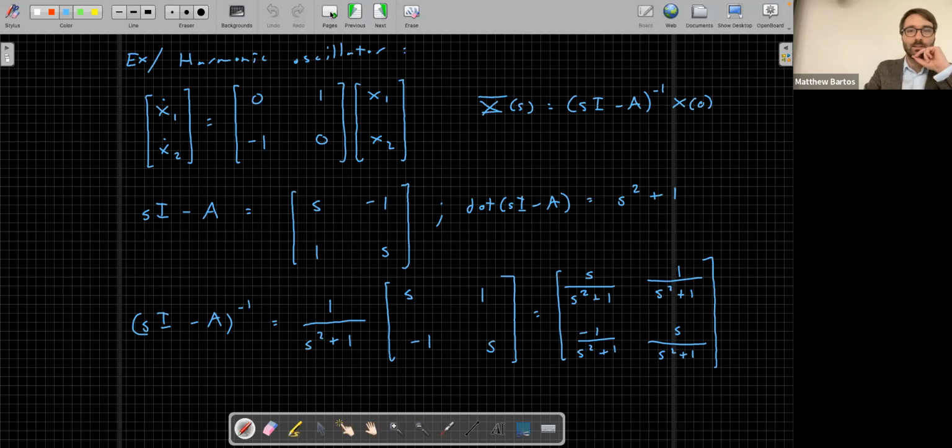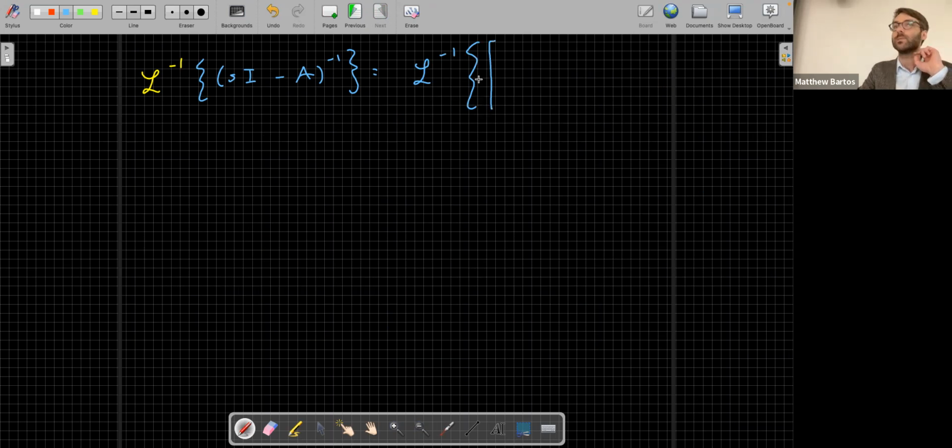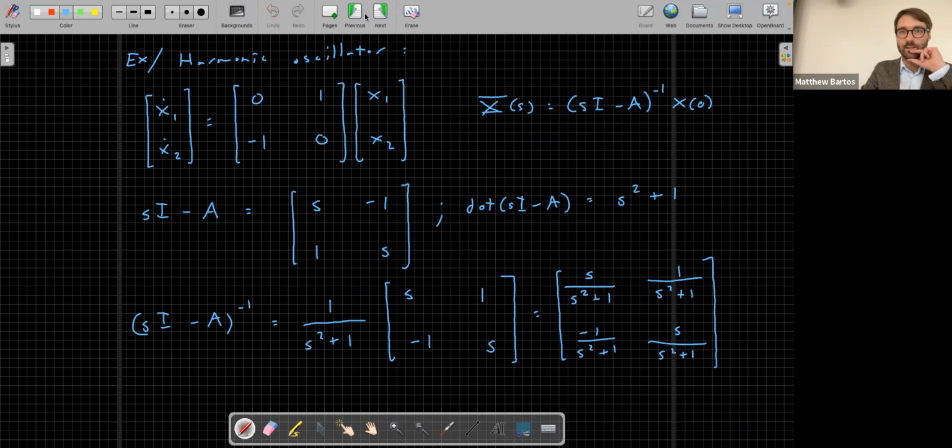So our expression for the inverse Laplace transform of SI minus A inverse is going to be the inverse Laplace transform of, what was that expression we had? Let me just write it out here to avoid rewriting it. This will be cosine of t, this will be sine of t, this will be negative sine of t, and this will be cosine of t.